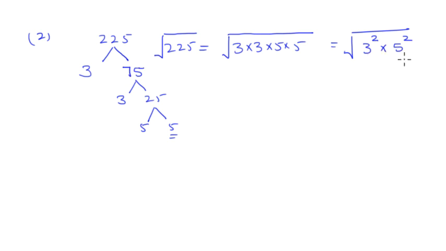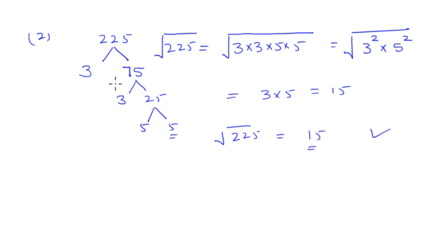There's nothing wrong in writing this statement. And this square root basically goes on each number because they are both in multiplication, right? And this can be written as 3 times 5 or 15. In other words, the square root of 225 is 15.